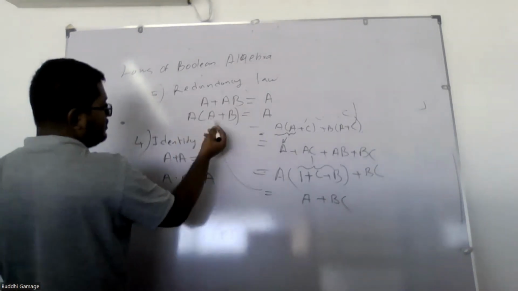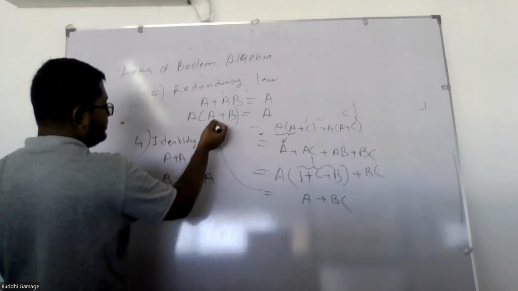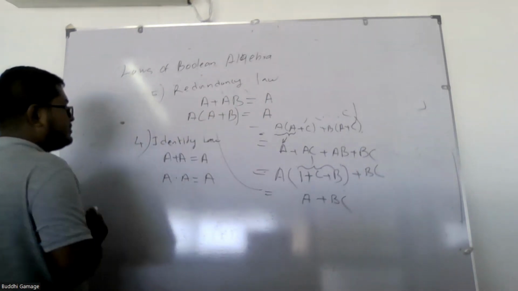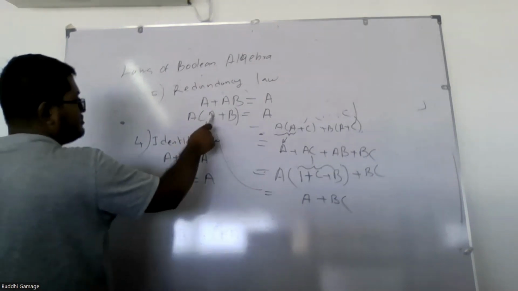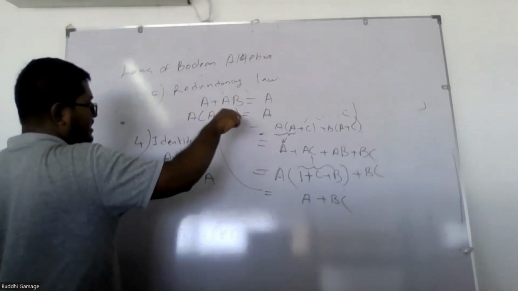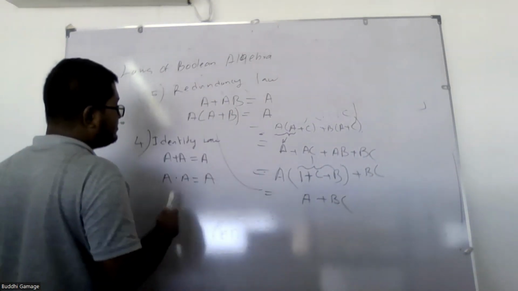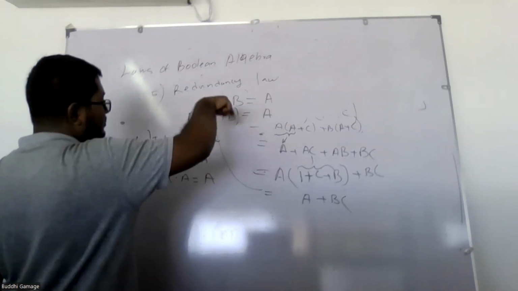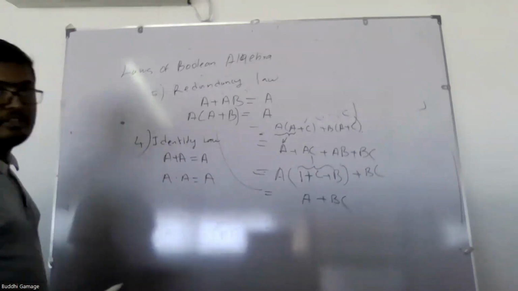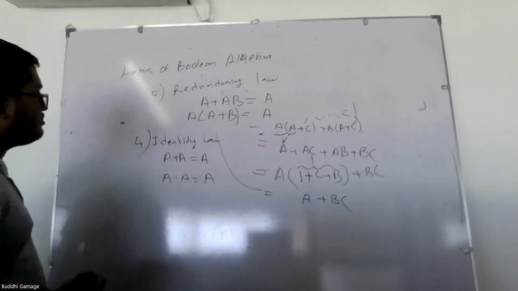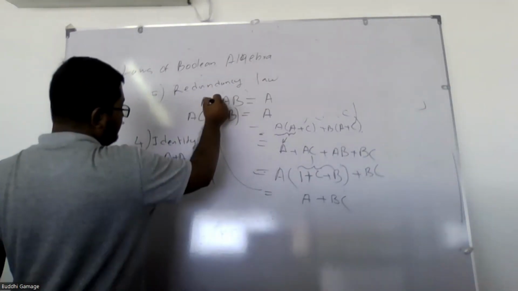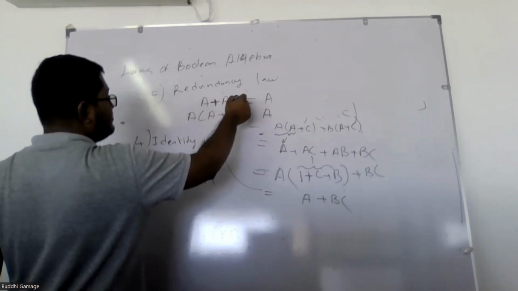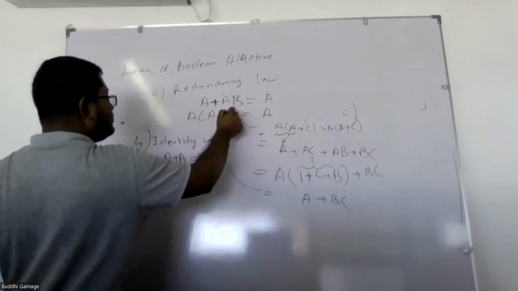How will that happen? Here it will be A, and we distribute this A into here. This will be A plus AB. Then we can take out this A again, then it will be 1 plus B. So 1 plus B will be 1, so it will be A. That is redundant. So redundancy means B. If we see this part A plus AB, we can remove this B.